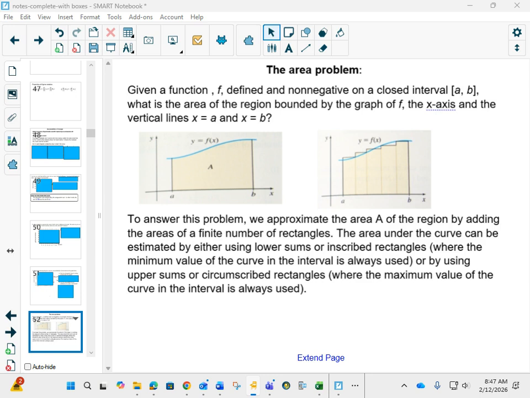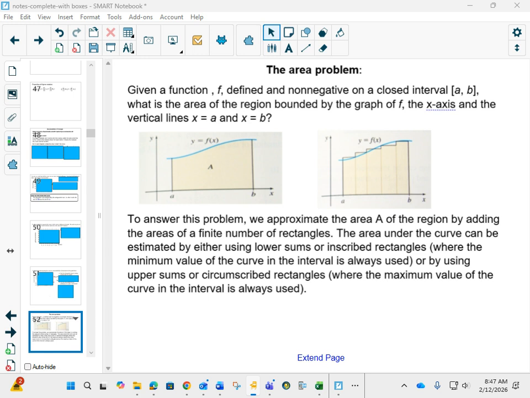So the area problem: we've got a function f. This time we're making sure that it's above the x-axis, so when we're talking about area under the curve, it actually sounds like area under the curve. But it'll be the area between the curve and the x-axis on the closed interval from a to b. And that creates an area. So we want to figure out that area.